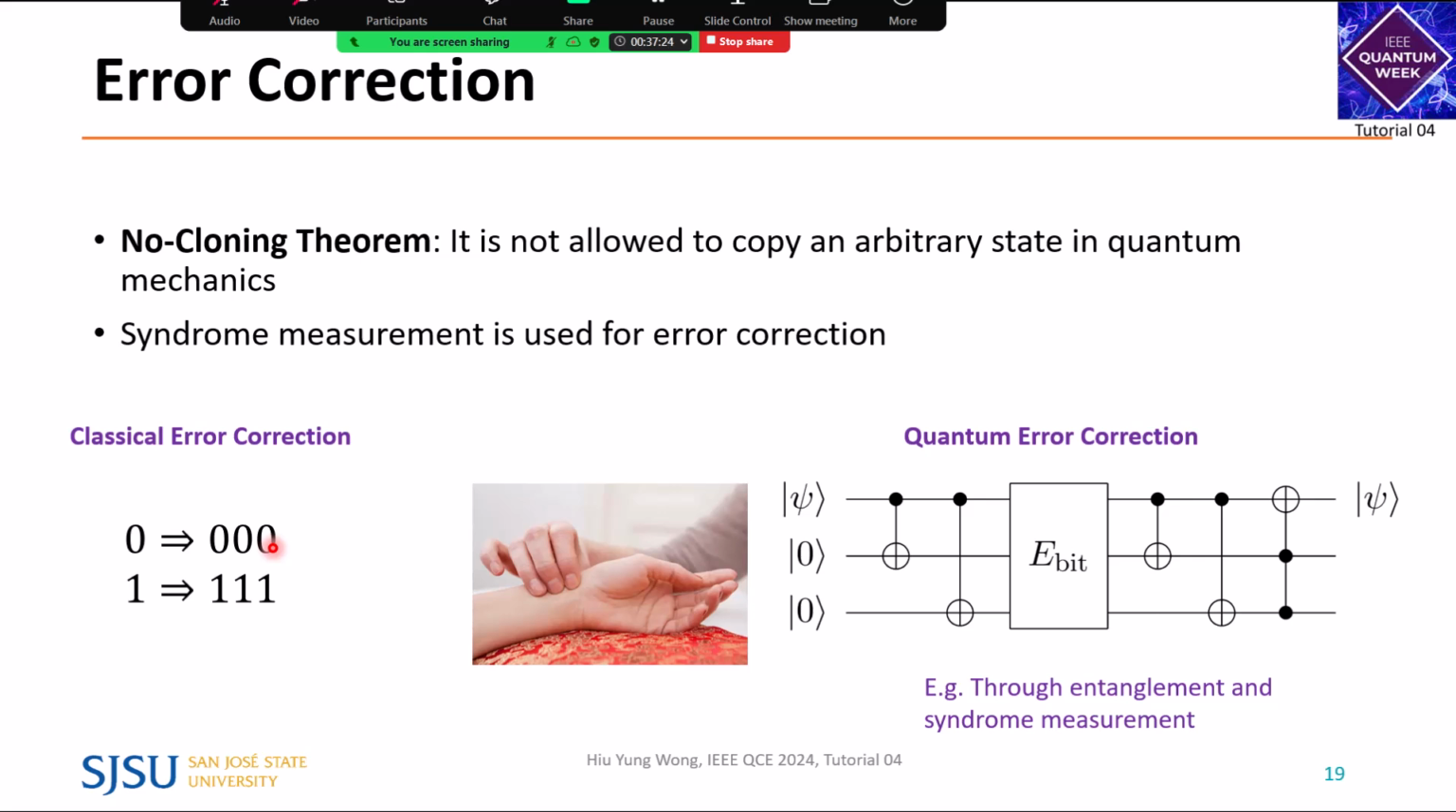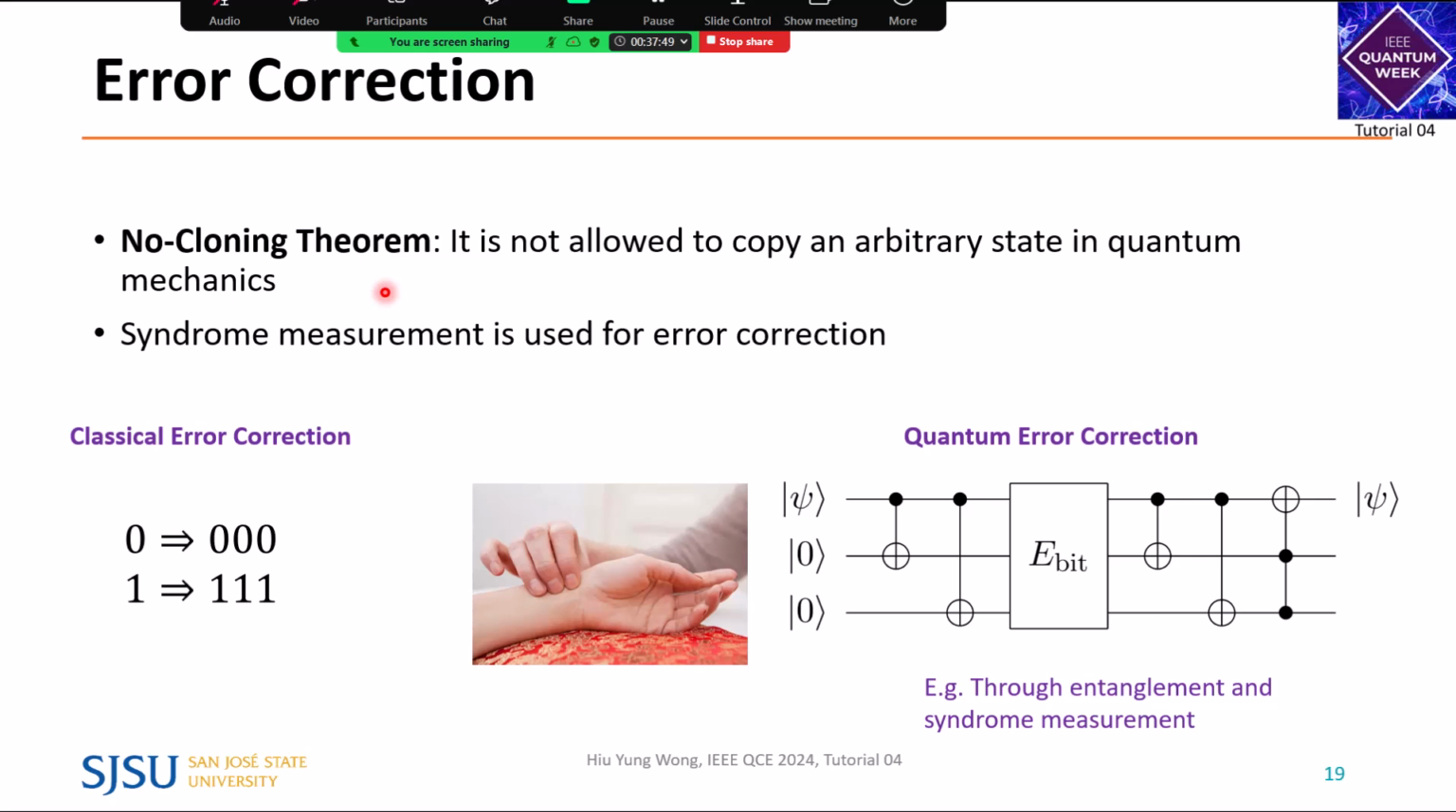But in quantum mechanics and quantum computing, there's something called the no-cloning theorem. You cannot copy a state that you do not know, okay? And it's also easy to understand. Classically, how do we copy a state? We read it and then copy. Even if you say you don't read it, your computer reads it and then copies from one memory to another memory.